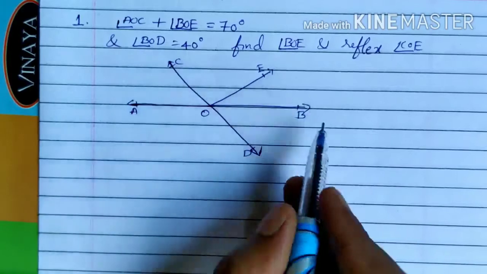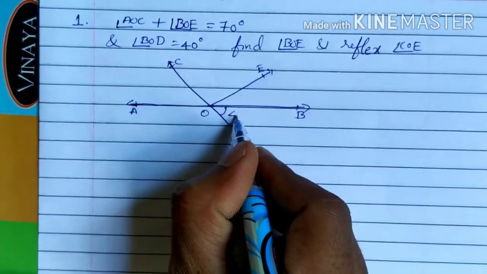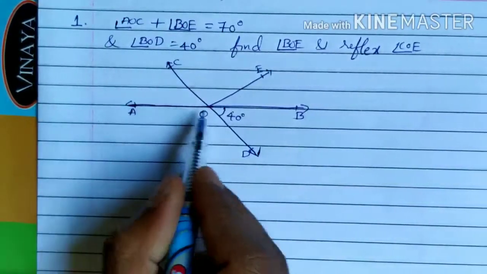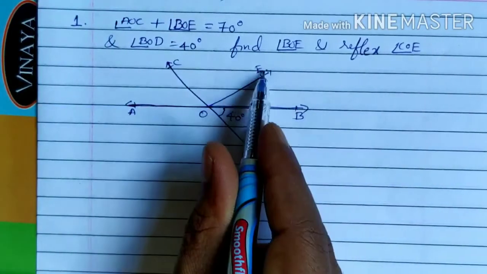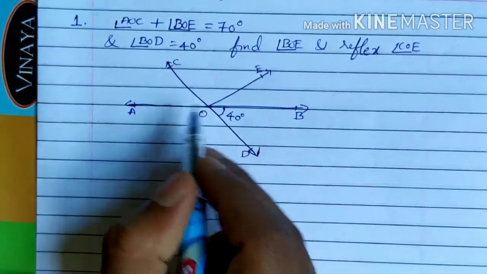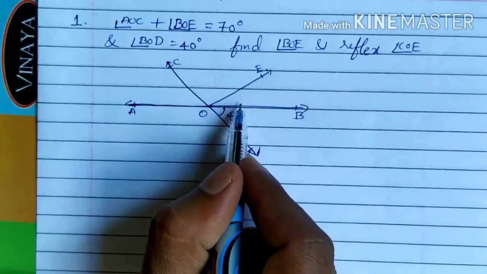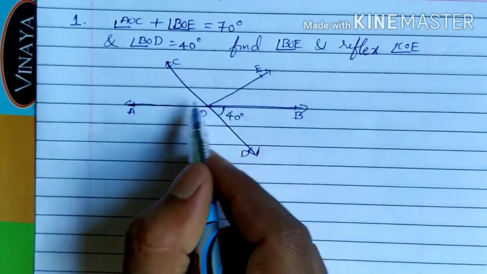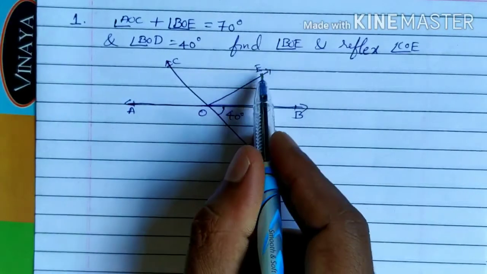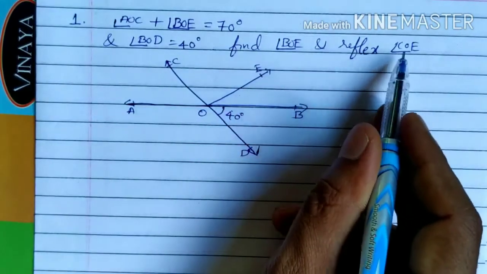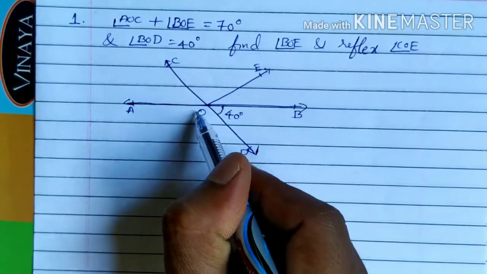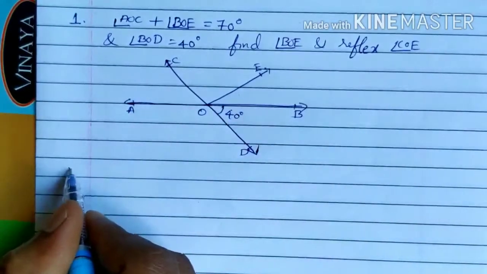Angle BOD is equal to 40, that is BOD is 40 degrees, we will write here. And angle AOC plus BOE, the sum of these two, is equal to 70, so we cannot write 35 like that. We don't know, so it may be 40, 30, 25, 60, 55, like that. So we have to find BOE, and the reflex angle COE. Reflex of COE means this angle. So we will start the solution.